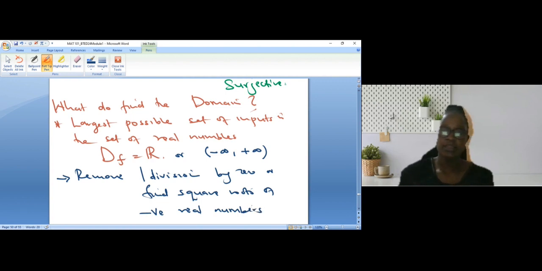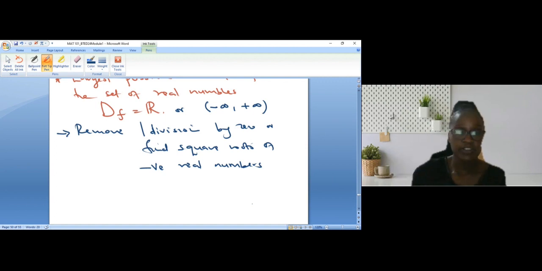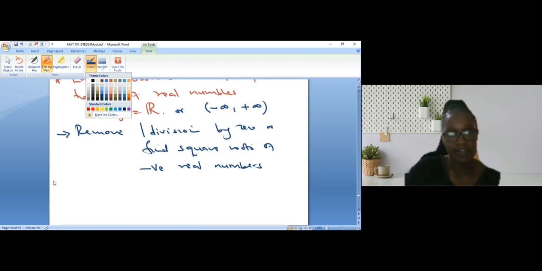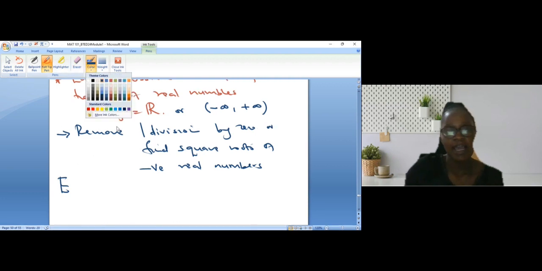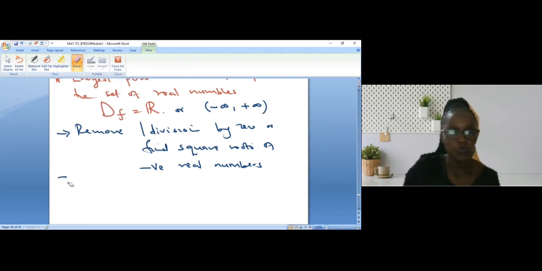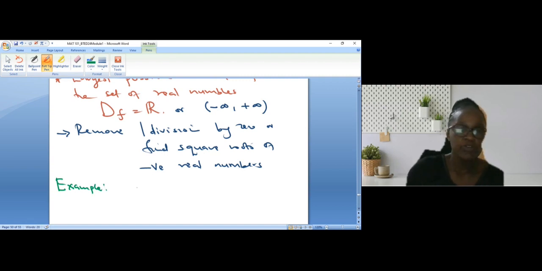So in other words, to determine the domain, you start off with the function and remove values at which the function is undefined. And it will be undefined if it involves dividing by 0 or finding square roots of negative real numbers. So we can give an example based on this. So you start with the larger set and then remove points at which the function is undefined. And this would be points that would require that you divide by 0, or find the square root of a negative real number.